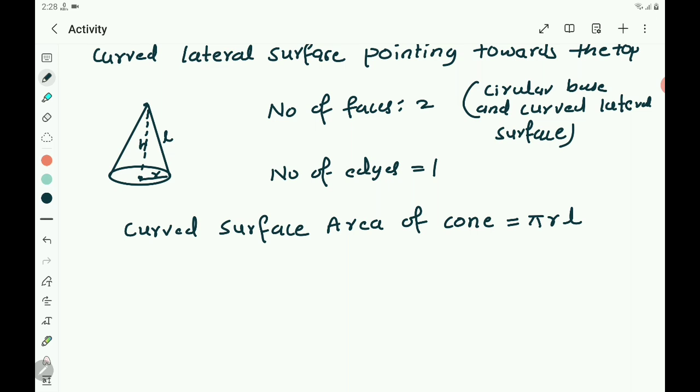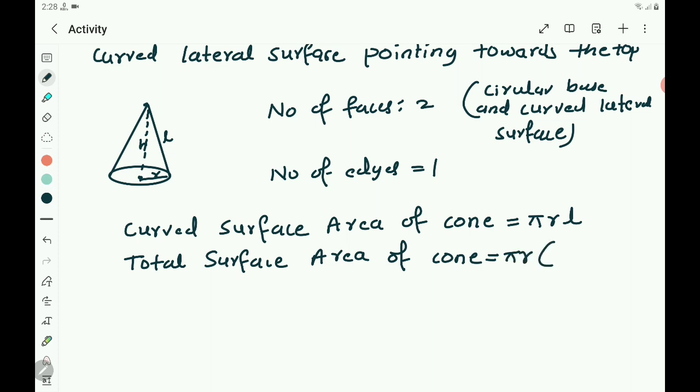Next, TSA or total surface area of cone: pi r l plus pi r square. You can take pi r as common, then l plus r or r plus l.